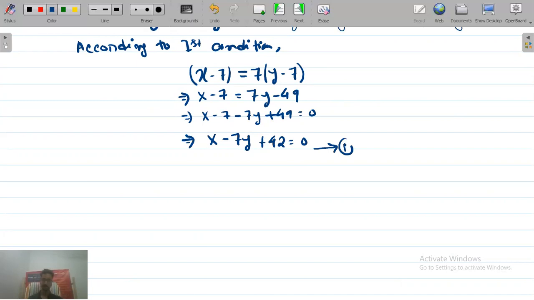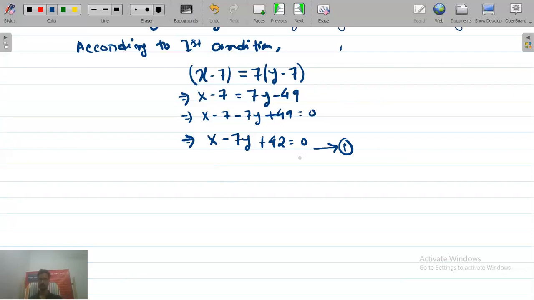Then again, what is the second? Now see the second situation. After 3 years from now, that means from the present is in the future. Suppose present age is 15. So what will be his age after 3 years? 15 plus 3, 18. In the same way, if the present age is x, what will be the age after 3 years? It will be x plus 3.